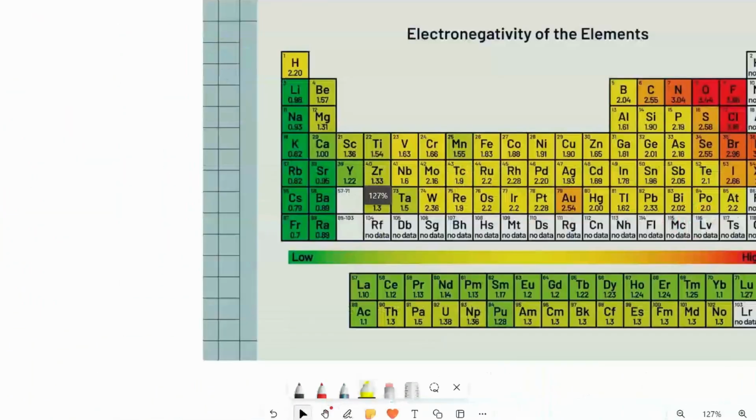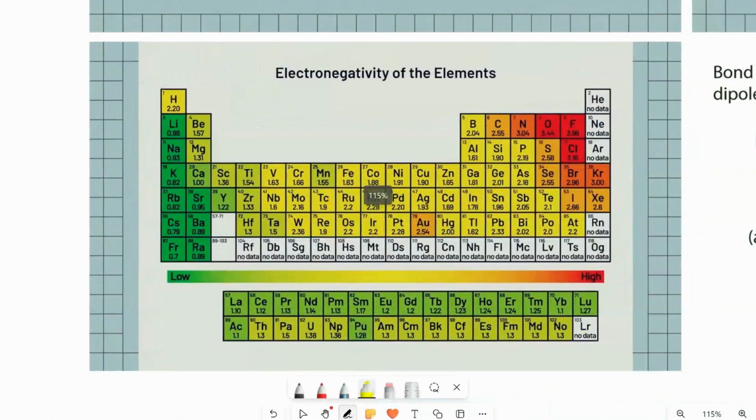To get into dipole-dipole, we first need a recap of electronegativity. Just remember that some atoms, in this case the ones over here, are more electronegative than the ones over here. So oxygen, fluorine, chlorine are atoms that are going to pull electrons away from other atoms.